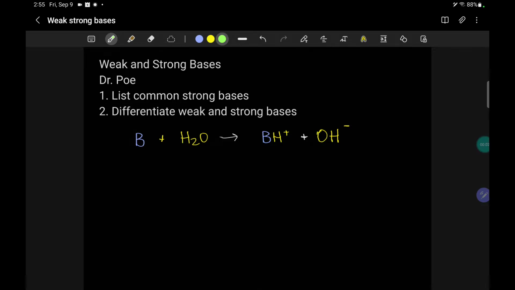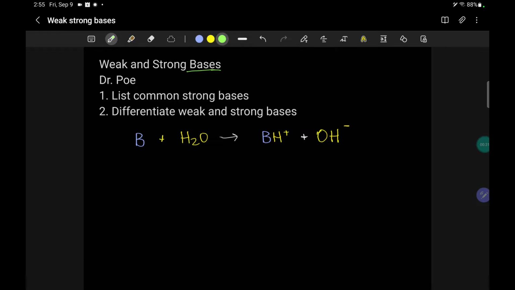So let's talk about weak and strong bases. These are going to raise the pH, and similar to weak and strong acids, this is not based on how much they raise the pH. A strong base isn't one that shoots it directly to 14. The pH is based on concentration. Weak and strong is how well this completely dissociates in water. So a strong base will completely dissociate in water.